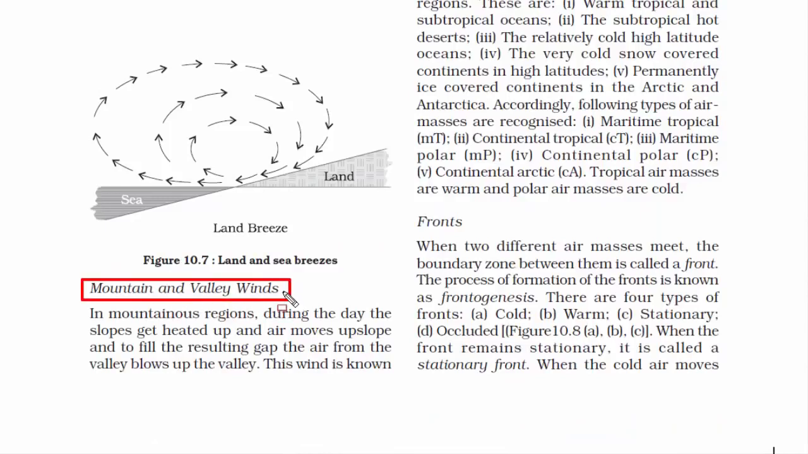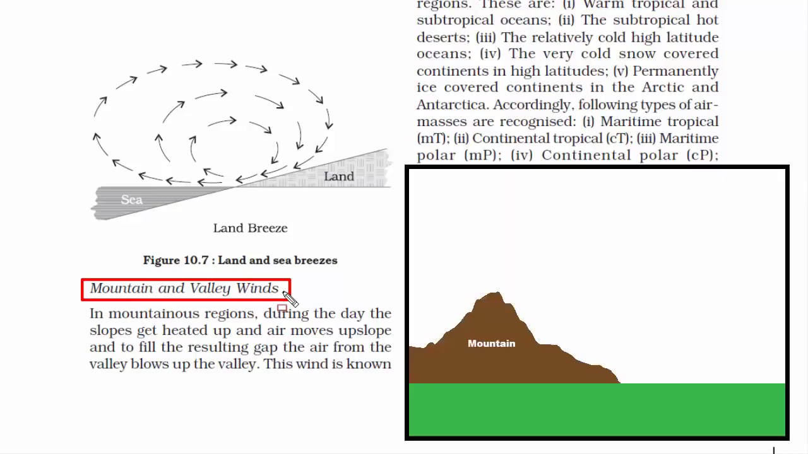The next one is mountain and valley winds. First of all, these two winds are related. They both occur on a daily cycle, one after another. That's the reason they both are related. Another thing is that both mountain and valley winds are local winds. They are not global winds that travel long distances. Now, this is a mountain and it has a slope, and a valley is this.